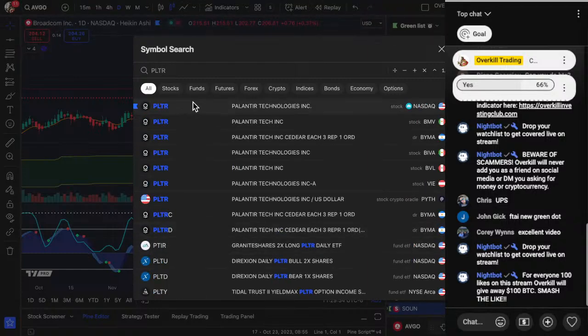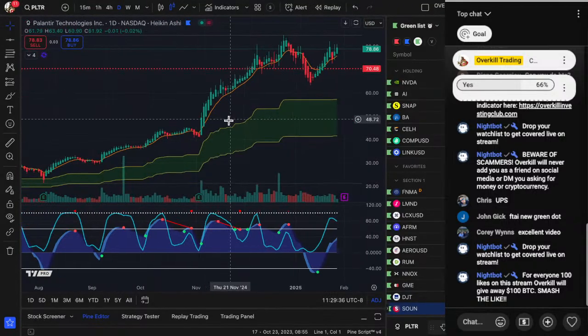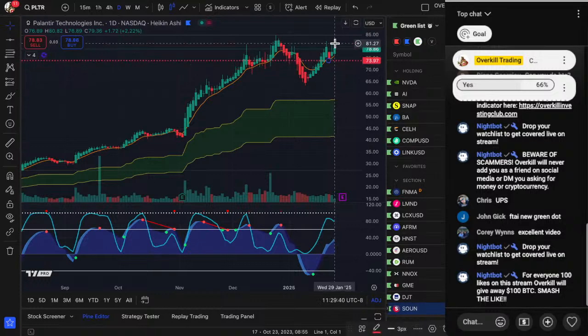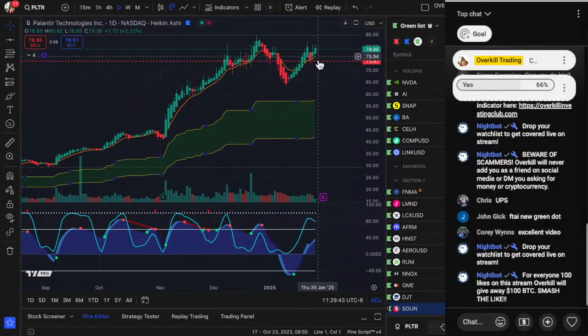PLTR, another big large cap name here. This one's doing pretty good. I would move the stop loss up to around 74. 74 on the stop loss. Again, you're getting that extension off the golden zone here. Okay, that major extension off the golden zone.